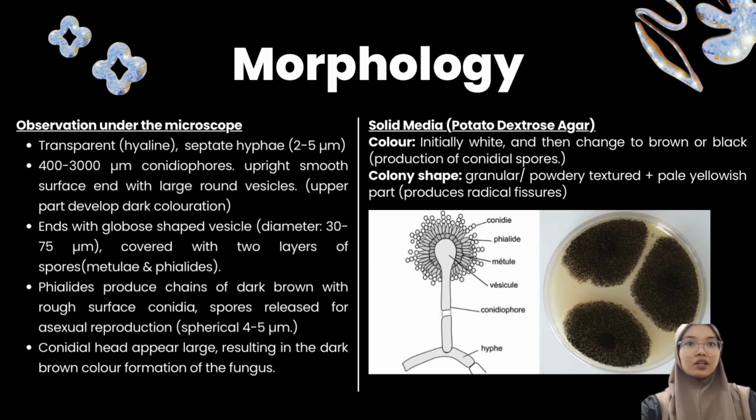Phialides produce chains of dark brown conidia with rough surface, which are spores released for asexual reproduction. The conidial head appears large, resulting in the dark brown color formation of the fungus. For observation on solid media such as potato dextrose agar, the color for Aspergillus niger is initially white but then changes to brown or black, which indicates production of conidial spores. The colony shape will be granular or powdery textured with pale yellowish part that produces radial fissures.